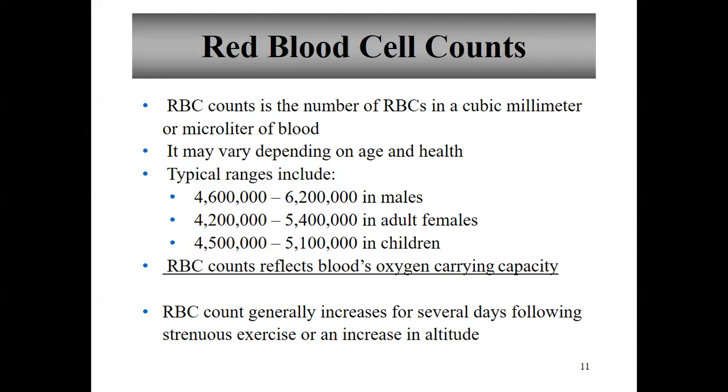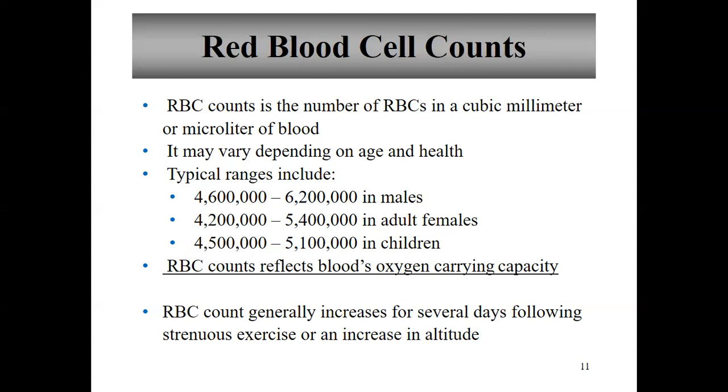The typical ranges are 4.6 million to 6.2 million in males, 4.2 million to 5.4 million in adult females, and 4.5 million to 5.1 million in children. You don't have to remember those numbers in particular, but be able to understand what those numbers represent.